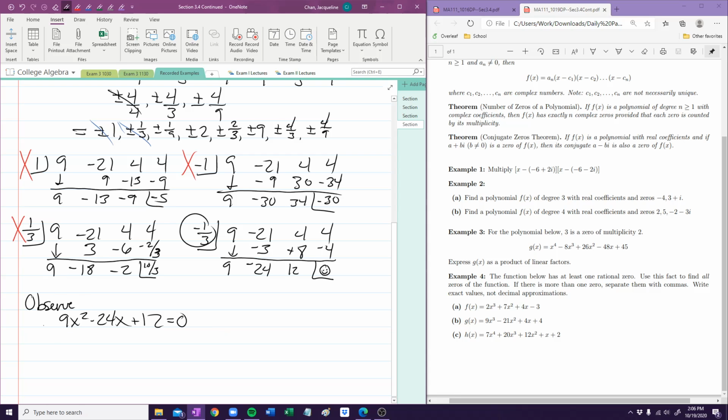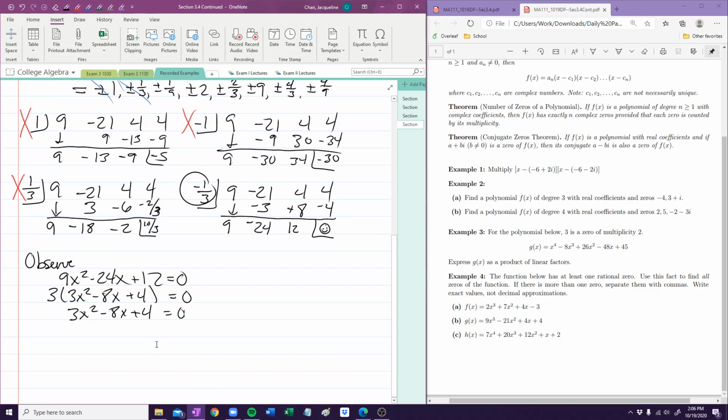So I'm going to divide everything by 3. Another way to think about it is I'm going to factor out a 3, and I'm left with 3x² minus 8x plus 4 is equal to 0. Okay. So now we're going to ask, what are 2 numbers that multiply to be 12 and add to be -8? All right, and then that is -2 and -6.